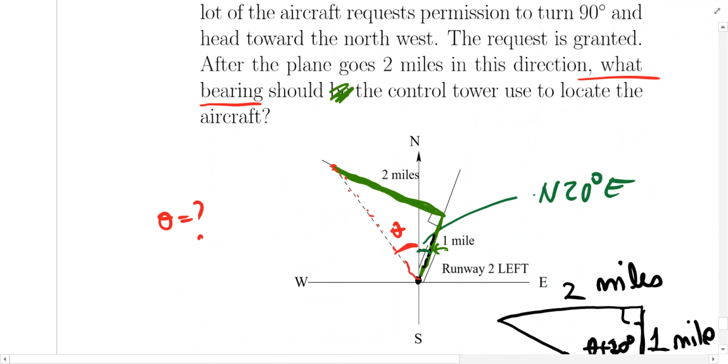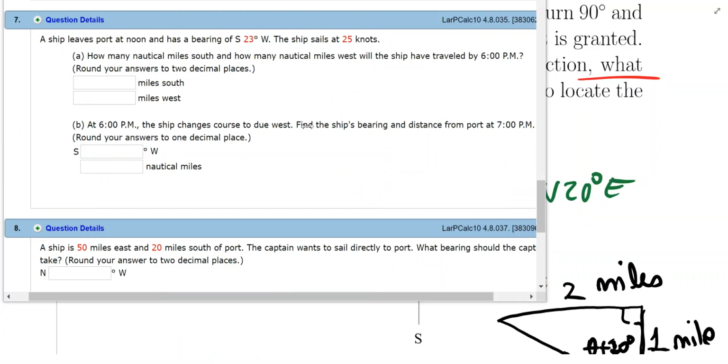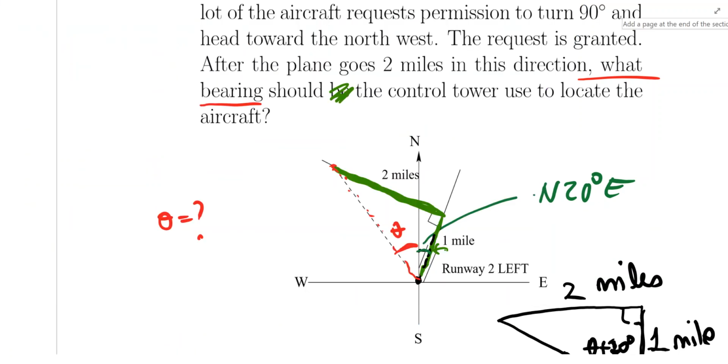All right, let's solve another type of this problem. So this is going to be a homework problem that you have. So it's one of these problems. So you have that a ship leaves port at noon and has a bearing of southwest 23 degrees. And the ship sails at 25 knots. So how do you start? So this is a homework problem that you guys are gonna have.